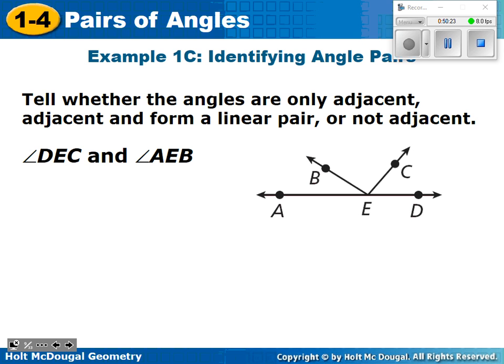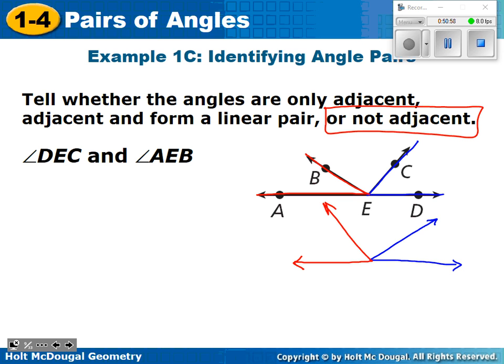So again, redraw the picture if you need to. DEC is referring to this angle right here. So I'm going to redraw DEC. AEB is referring to this angle right here. So now I'm going to redraw AEB. So to be a linear pair, remember they have to be adjacent. Are those two angles, the red and the blue, adjacent? No, they have a common vertex, but they're not sharing a common side. They are not right next to each other. So if they're not adjacent, they cannot form a linear pair because they have to be adjacent to form a linear pair. So it is not adjacent.